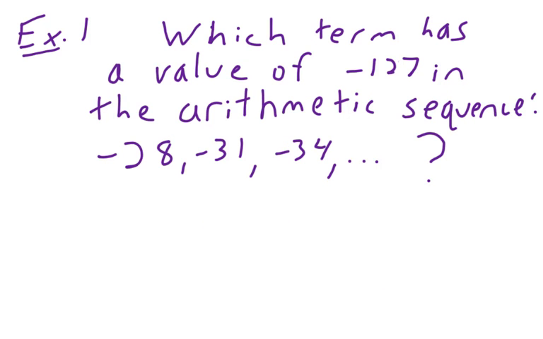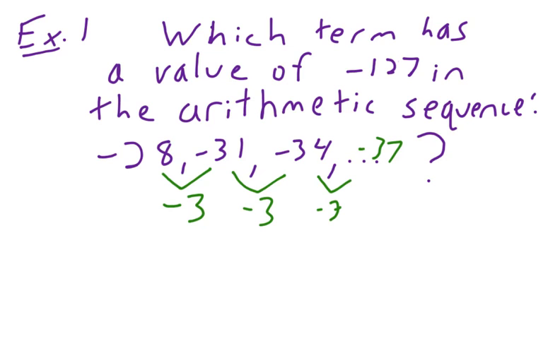So example 1, which term has a value of negative 127 in the arithmetic sequence negative 28, negative 31, and negative 34? Common ratio. Well, how do I get from negative 28 to negative 31? It's getting more negatives. That means I'm subtracting 3, or adding a negative 3, right? So if I add a negative 3 again, that should give me negative 34. And then add a negative 3 again, that'd be negative 37. So we can see how the pattern works.